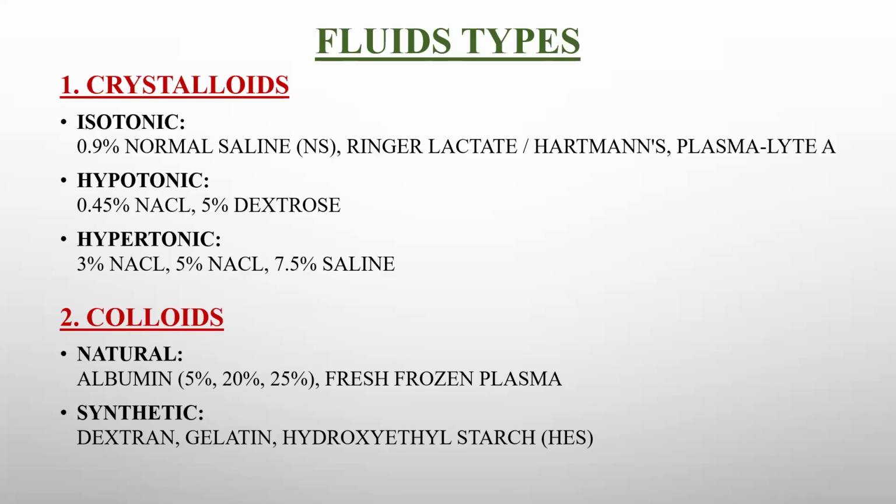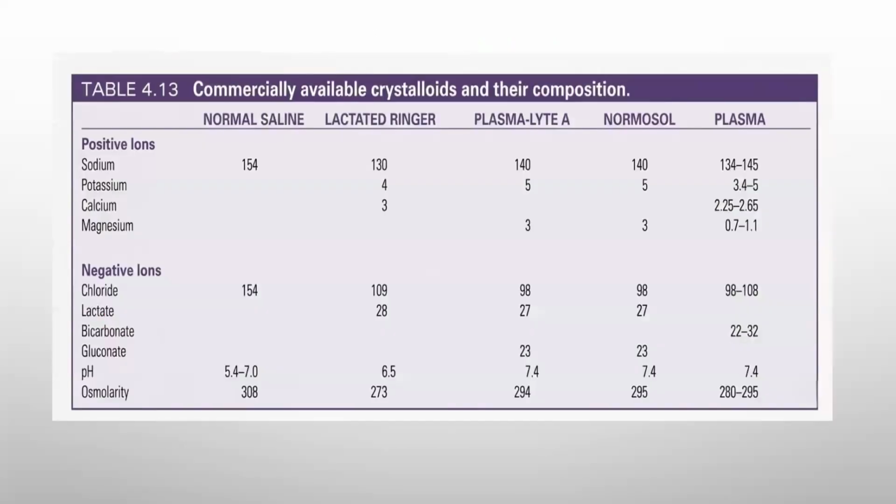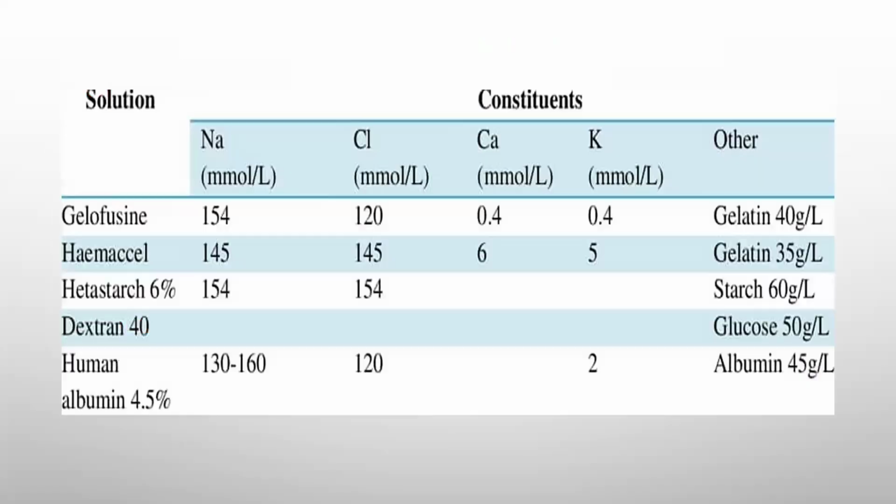Colloid solutions are large molecular weight particles such as some proteins or hydroxyethyl starches which are suspended in a crystalloid solution. It can be natural or synthetic. Natural is albumin, fresh frozen plasma. Synthetic is hydroxyethyl starch, gelatin, dextran, etc. So this is a table showing the composition of the commonly available crystalloids. And this is of the colloids.